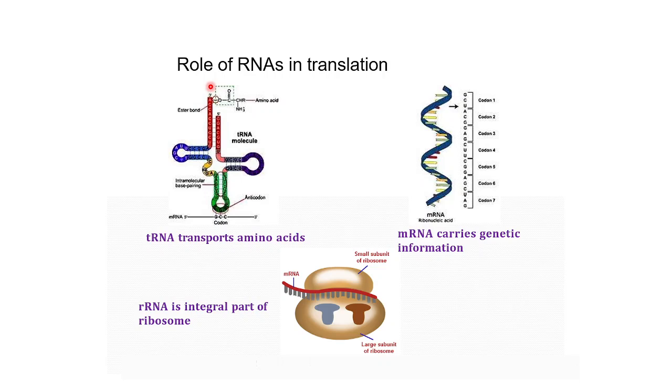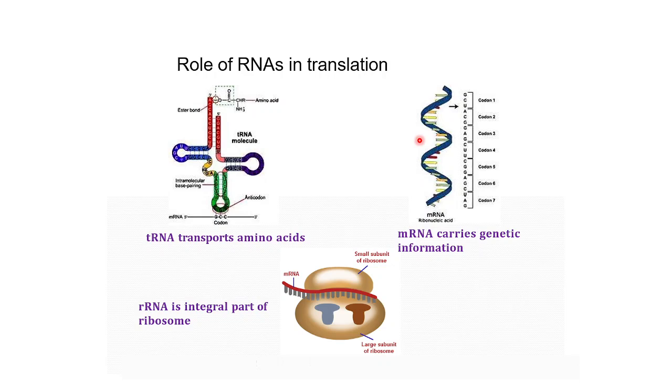So the role of RNAs in translation. You can see over here a tRNA molecule, and it has to be charged with a particular amino acid. That's the charging of the tRNA. So mRNA carries the genetic information, and proteins or amino acids are encoded in sets of 3 known as triplets. It uses a stretch of 3 nucleotides to represent one particular amino acid.